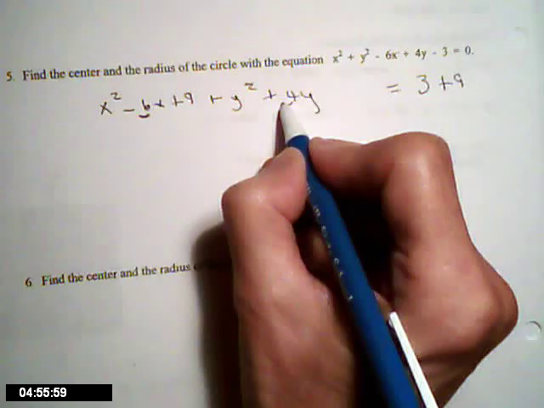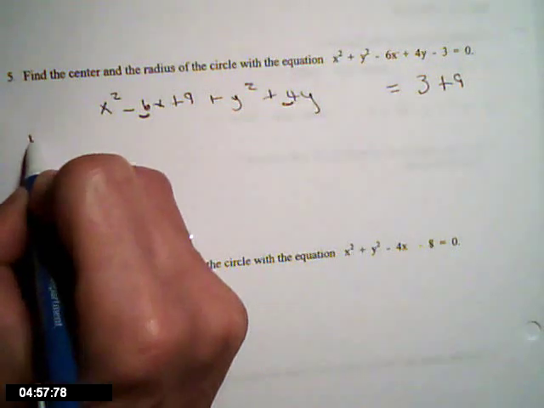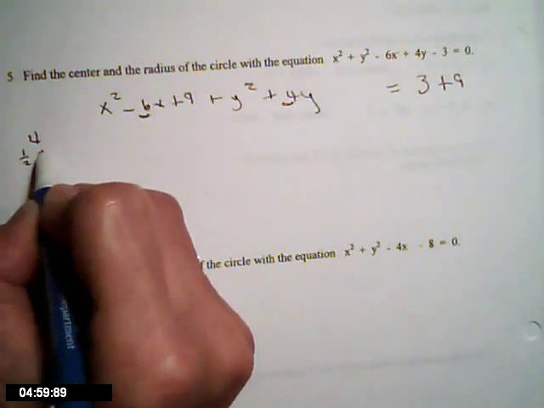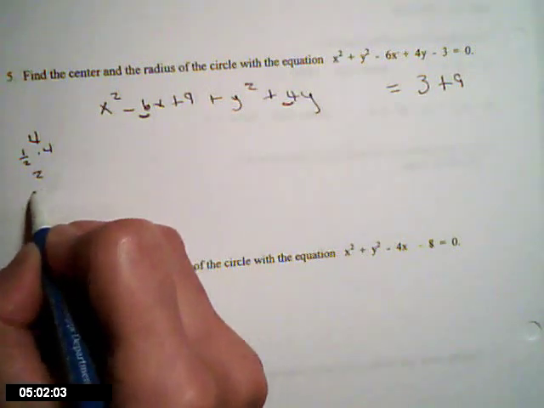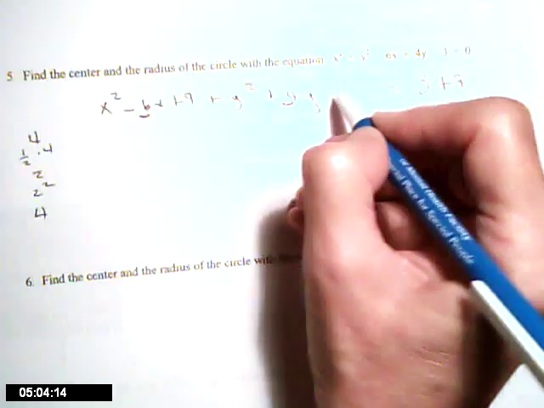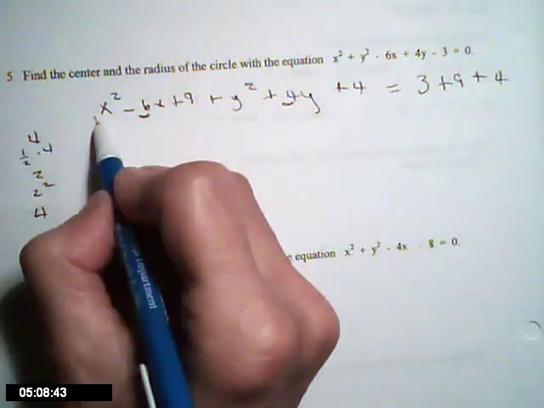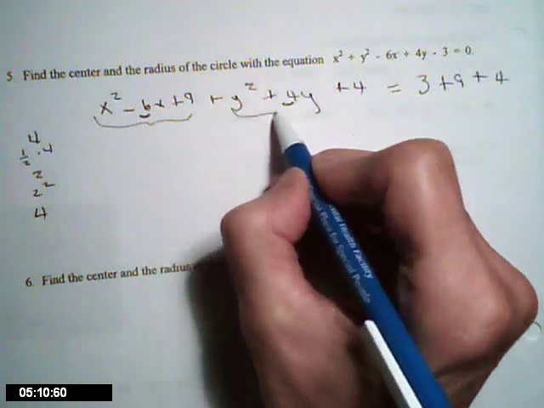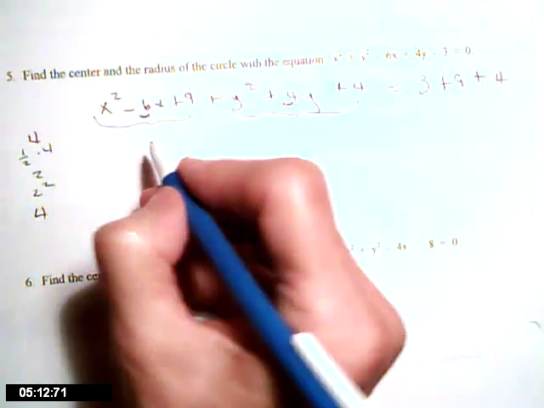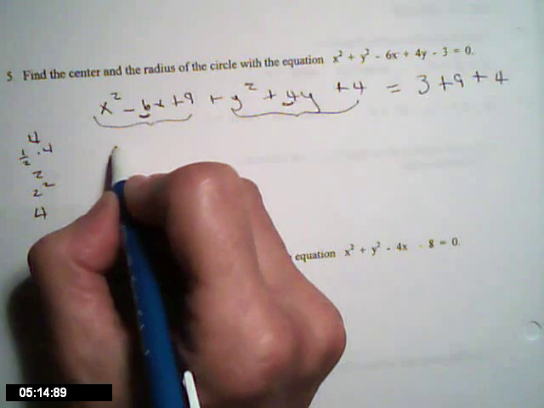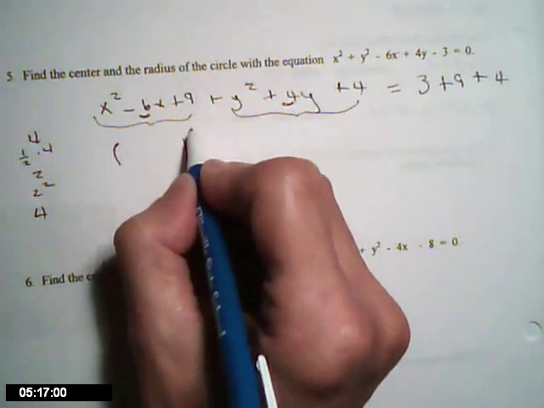And we're going to do the same thing with the coefficient of y, which is 4. We're going to half the 4, and get a 2. Then we're going to square that 2 and get a 4. We're going to add that to both sides. Now, this is a perfect trinomial square, and this is a perfect trinomial square. And I promise that this is going to become a binomial square.